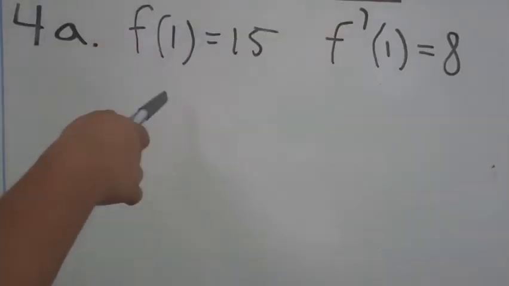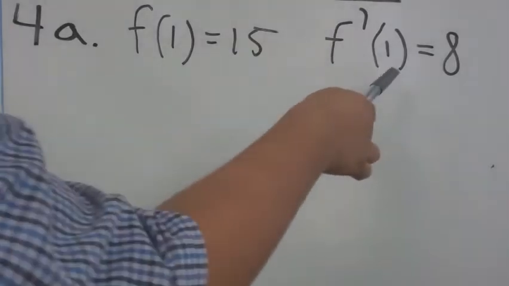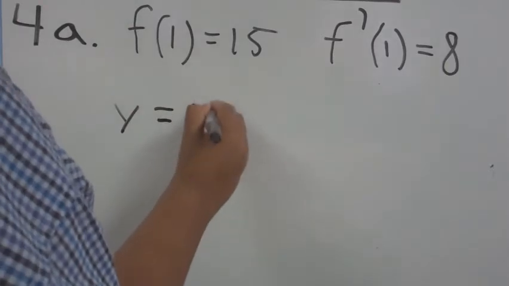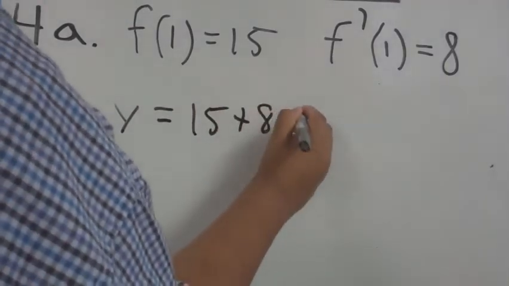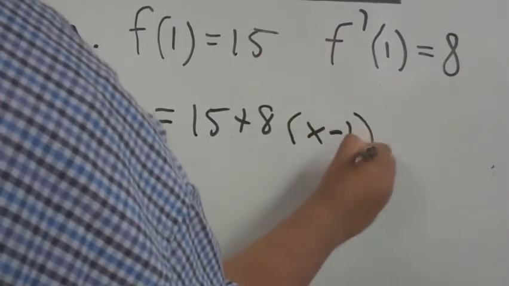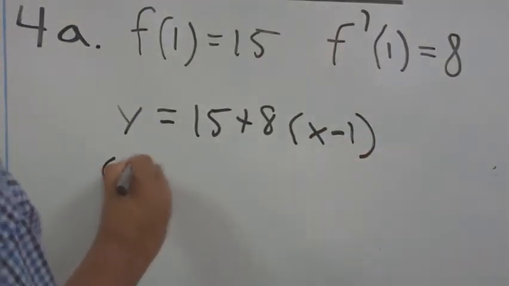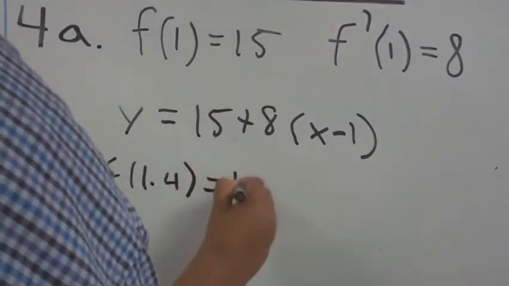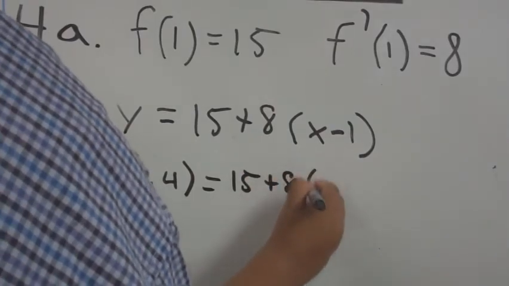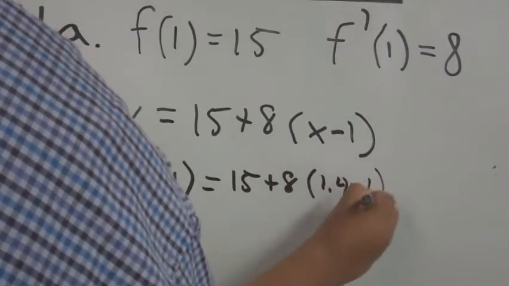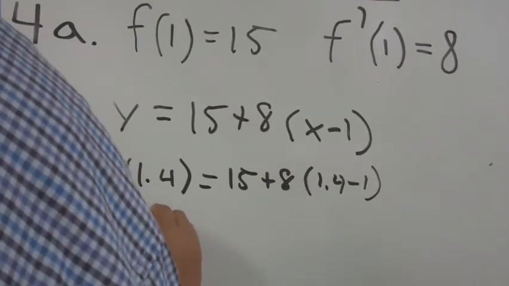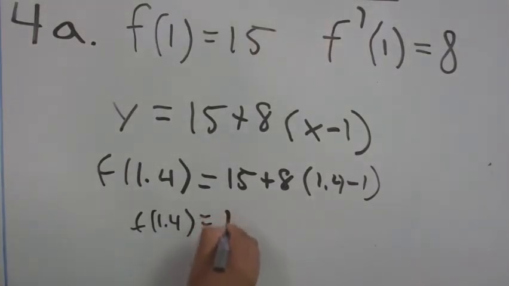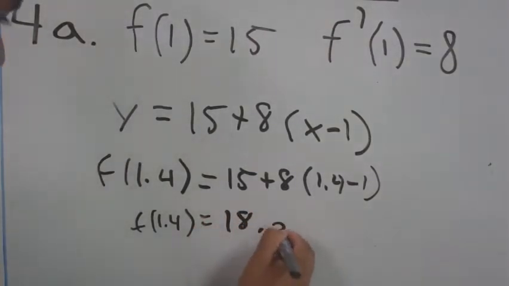So for part A, we have to find the tangent equation. We know that f(1) is our y number, which is 15, and the first derivative at 1 is 8, which is our slope. So we have to use the tangent line equation. The equation will be y equals 15 plus 8 times (x minus 1). So we will substitute 1.4 into the equation. We will get 15 plus 8 times (1.4 minus 1). Then it will become 15 plus 8 times 0.4, which will become 18.2.